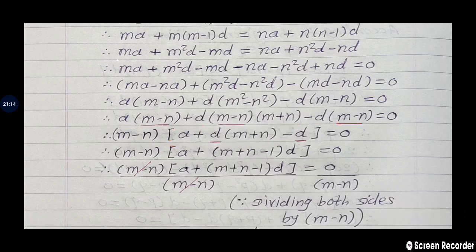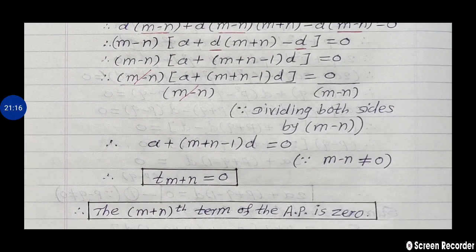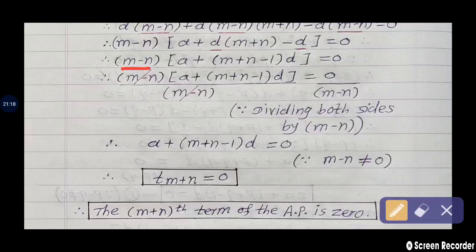In the next step, see that m minus n remains as it is. So here d is common, that we write as common, and what remains? m plus n, nothing is there along with d, so minus 1. So m plus n minus 1 into d, a plus remains as it is, equal to 0.